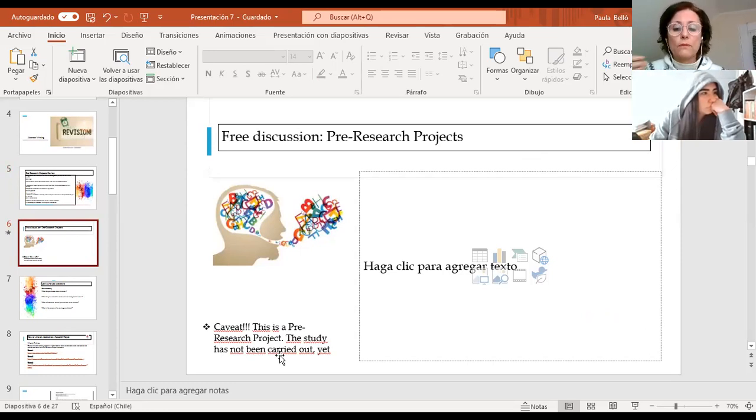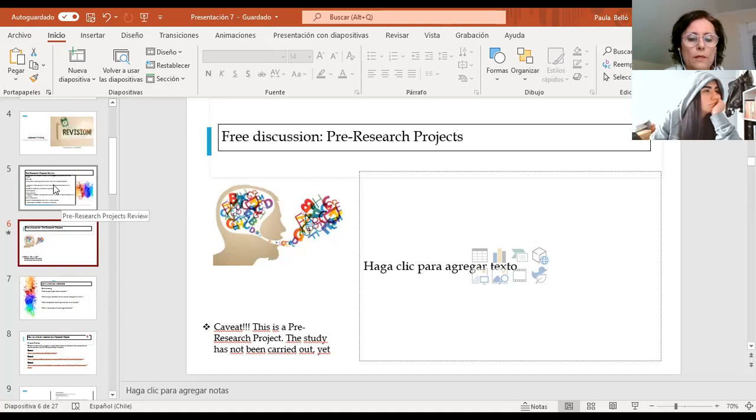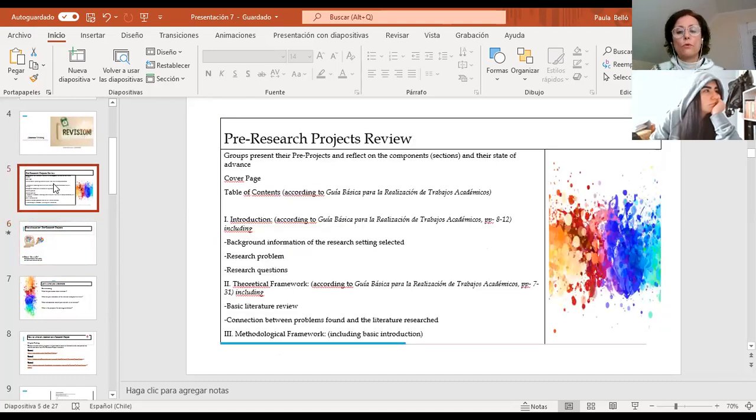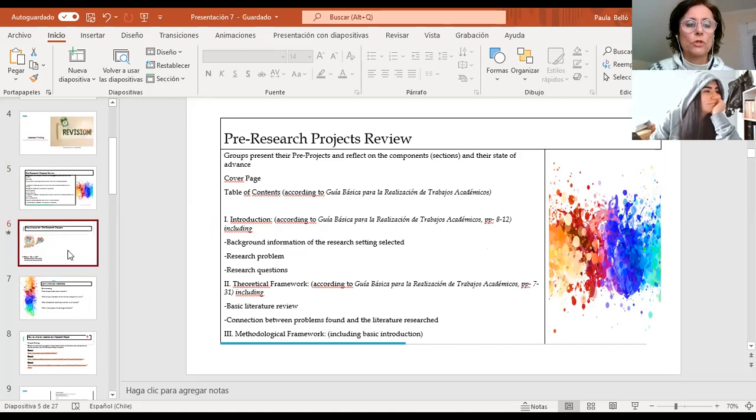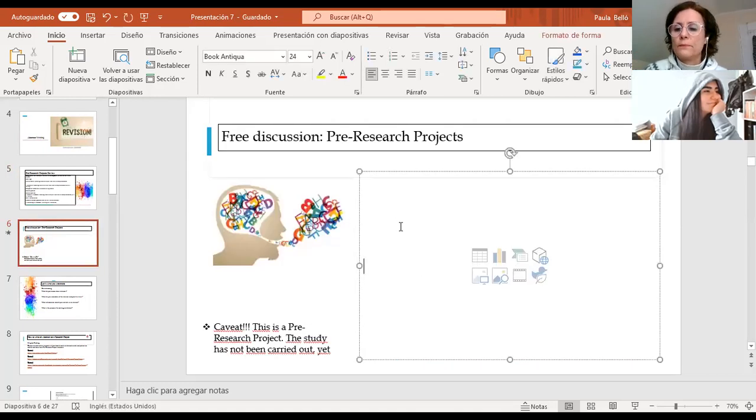We still need to develop the methodology. We still need to develop everything that belongs to the methodological framework, population, sample, instruments for data collection, data analysis. So still we have a lot to go. So this is a section of a project. Nevertheless, you can tell me something of what you already have. Just to remember briefly, reread what you have written.